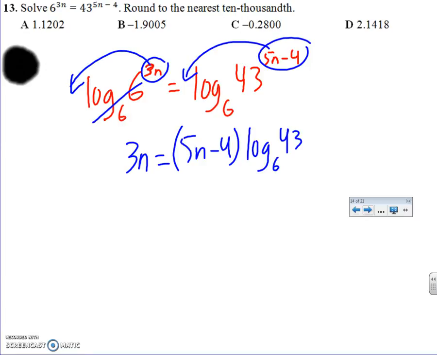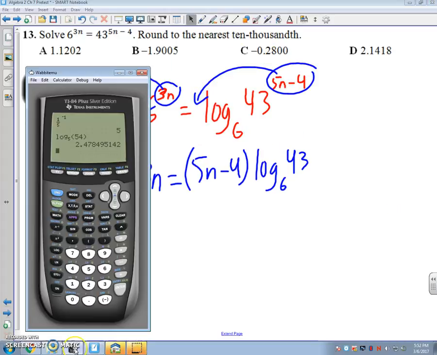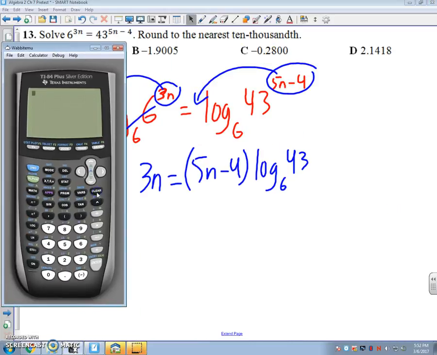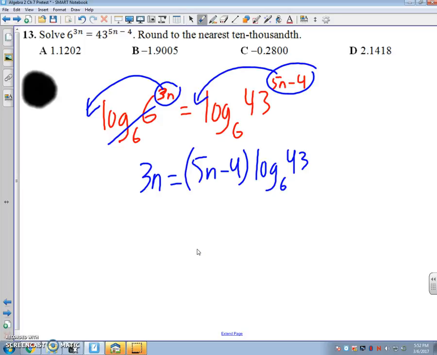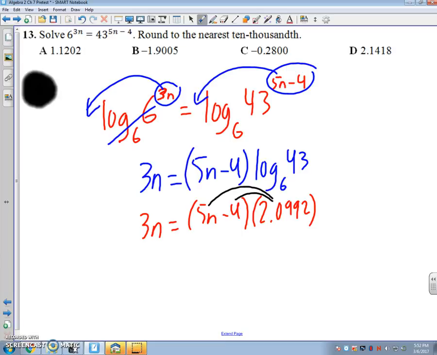Again, like that last video, you're allowed to distribute here, or you can change log base 6 of 43 to a decimal, which I would prefer because it saves you a lot of work. So let's do that. Log base 6 of 43. Fine. We'll use that decimal. Let's do 4 places: 2.0992. Since we're approximating, our answer should be really close to the actual answer. We just round at the very end.